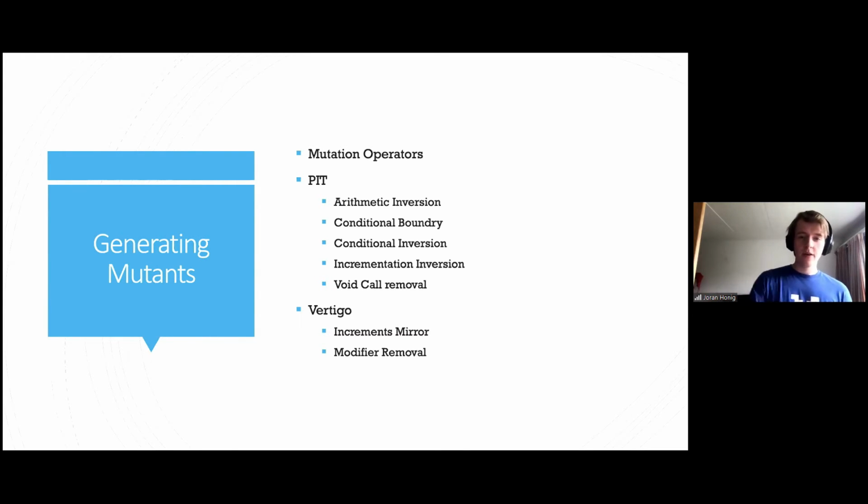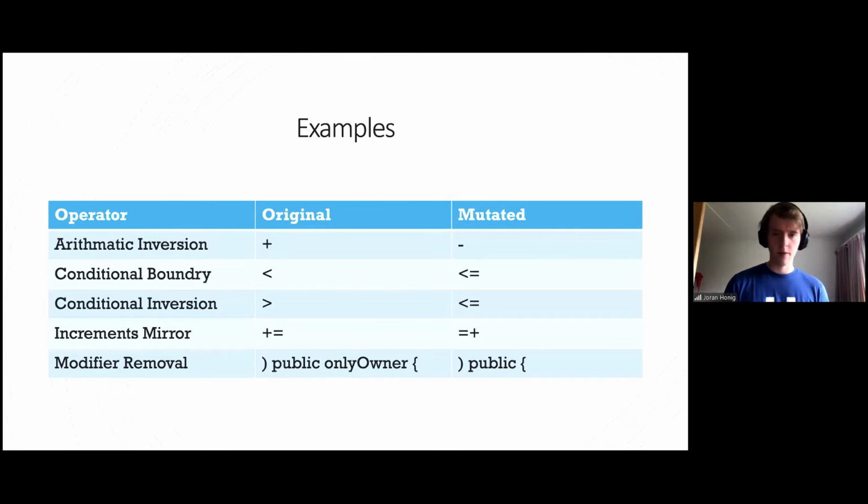So there's a whole bunch of mutation operators listed there, and in the next slide, I'll give an example of them. We also implemented 2 new mutation operators to mimic bugs and vulnerabilities that a developer might introduce by accident. And I'll give a brief example for that as well.